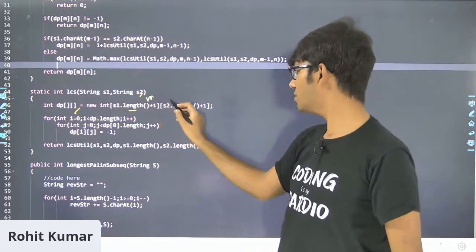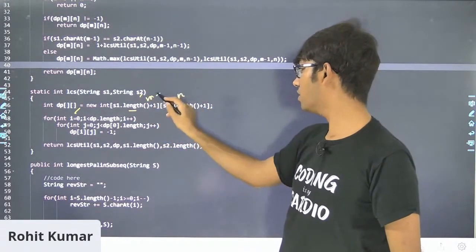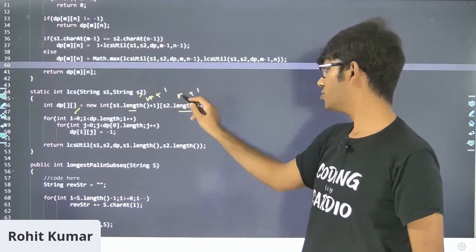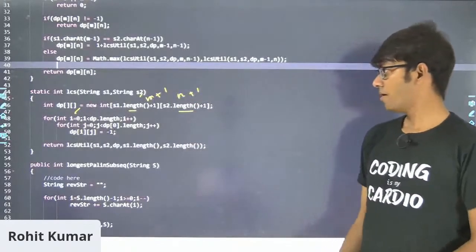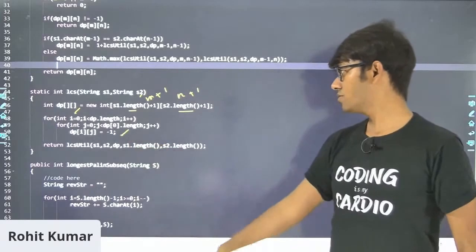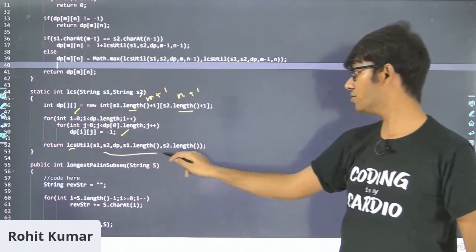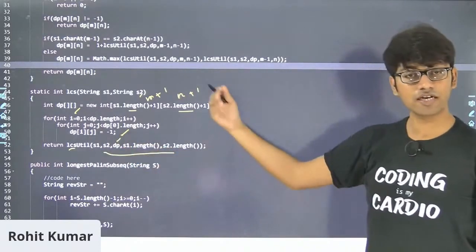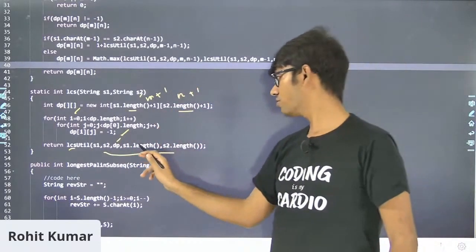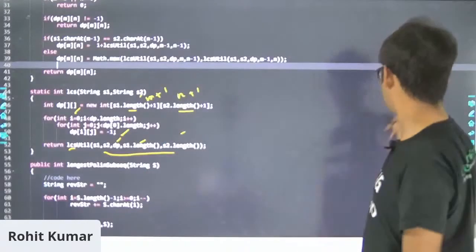I have explained all these things in great detail while going through the logic; I'm just trying to create an analogy. After that, I have initialized them with -1 and called the LCS util function. I have passed the dp array; you might take this globally also. So I have passed both the lengths. Okay, let's go up now.